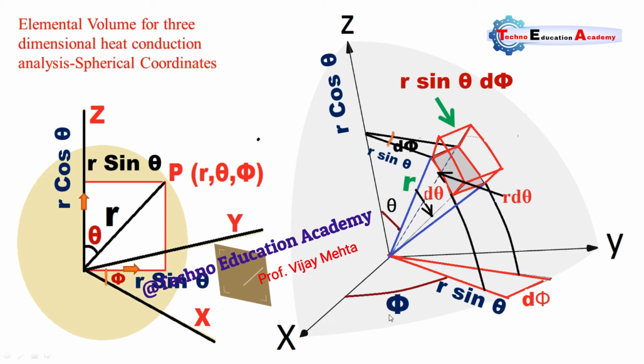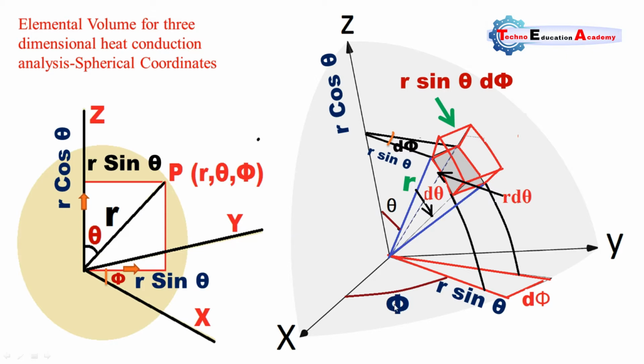Here angle phi is measured from the positive x axis in the direction of positive y axis, and this is d phi for the small element. This is the angle phi which is measured from positive x axis in the direction of positive y axis. So this is d phi, the angle for the small element, and this is the projection of this plane. Here you can see this is d phi, and this is also d phi. And here we are considering the thickness of the volume element of the sphere as dr.